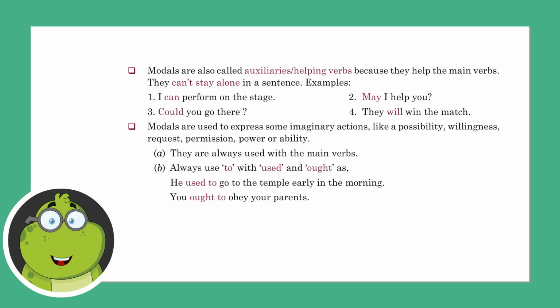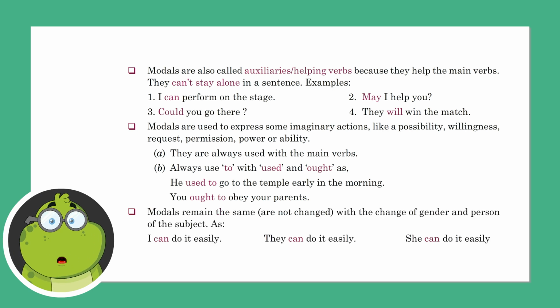Modals are used to express some imaginary actions like a possibility, willingness, request, permission, power, or ability. They are always used with the main verbs. Always use to with used and ought. He used to go to the temple early in the morning. You ought to obey your parents. Modals remain the same and are not changed with the change of gender and person of the subject, as in: I can do it easily, they can do it easily, she can do it easily.